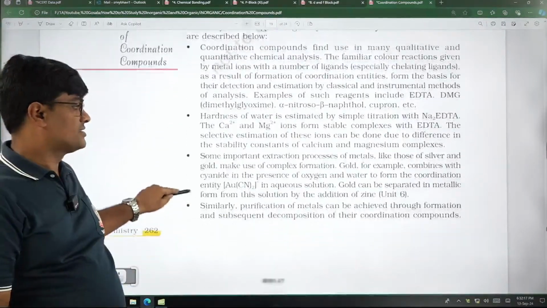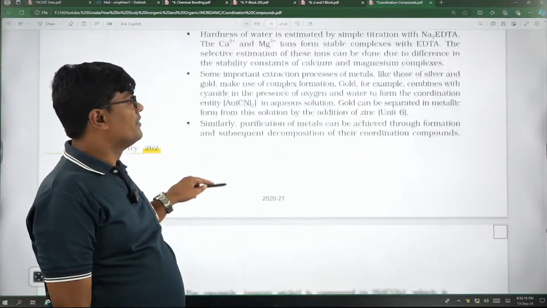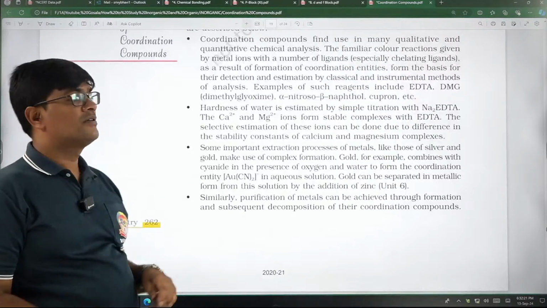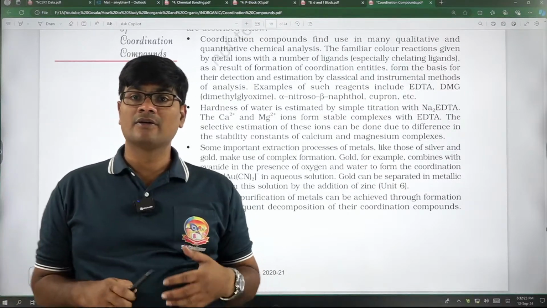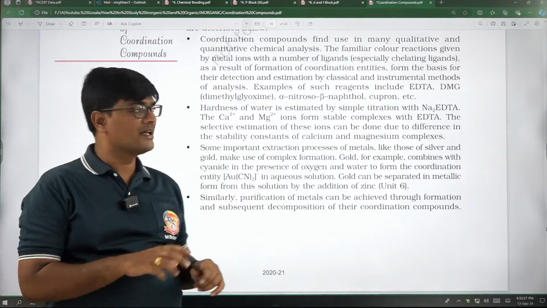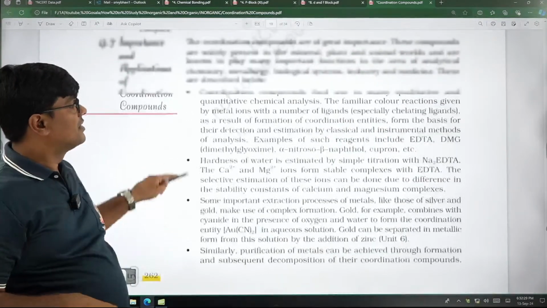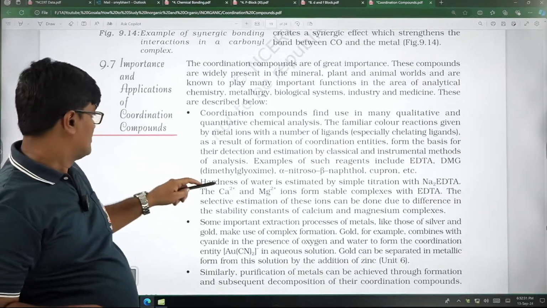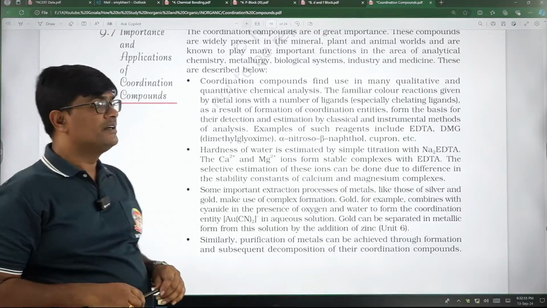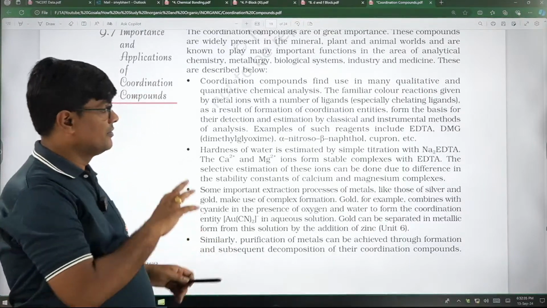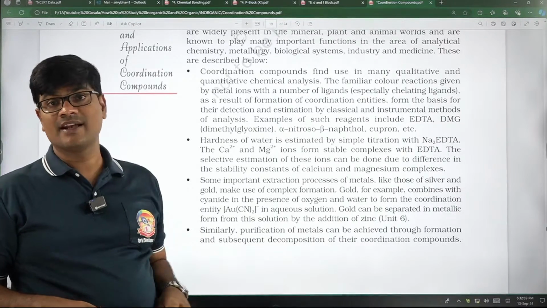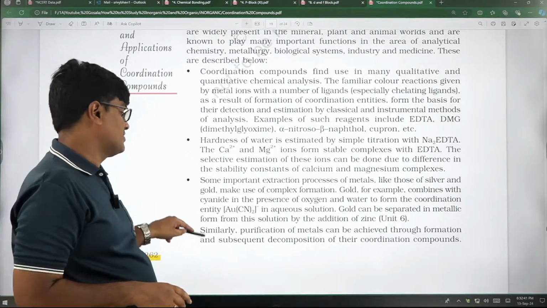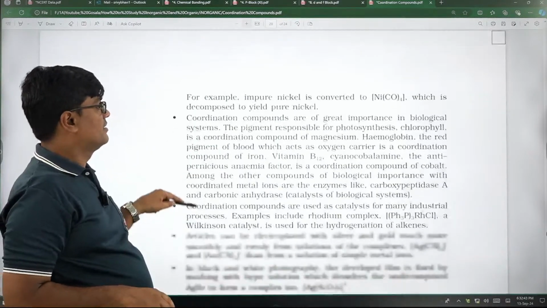And then importance, which is very, very important. For example, if you want to extract gold, what is the complex we get upon cyanation? It is the dicyanide complex. Like that, these complexes. And for example, if you see EDTA, what is the purpose of EDTA? We can estimate the hardness. And how to estimate nickel? DMG is the ligand that can be used for estimation of nickel. These are some important applications.